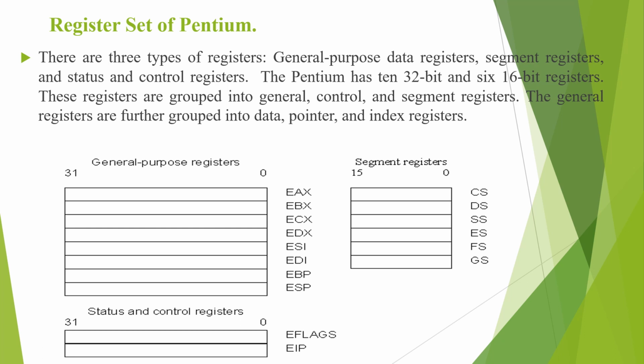From the diagram you can see that the general purpose registers are all 32-bit, that is bits 0 to 31, while the segment registers are all 16-bit only, that is bits 0 to 15, and the status and control registers, that is the EFLAGS register and EIP, are both 32-bit.